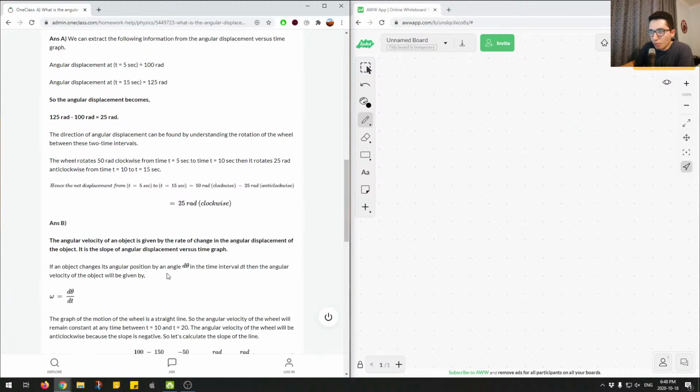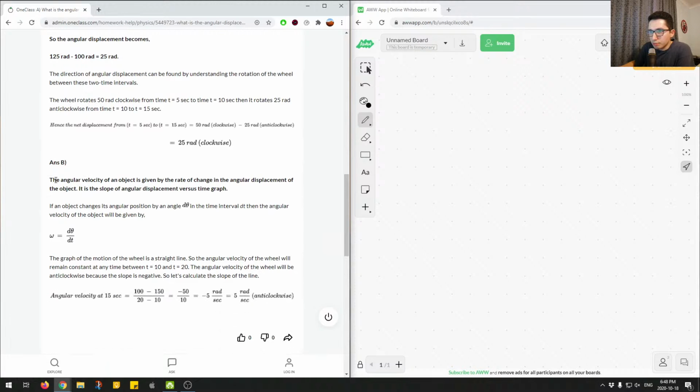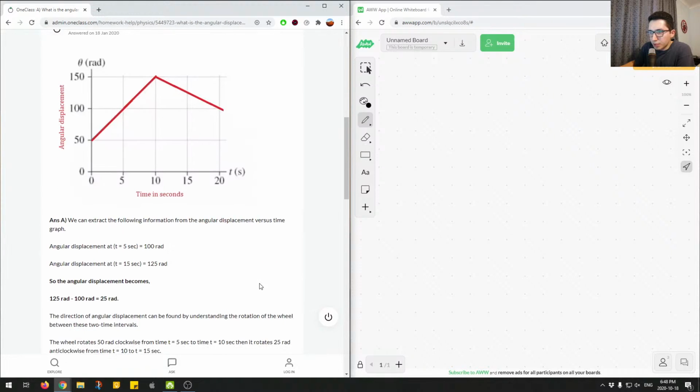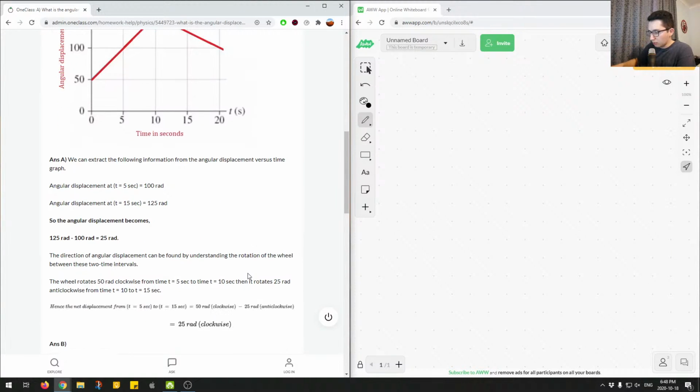direction. And then for answer B, the angular velocity of an object is given by the rate of change in the angular displacement of the object. It is slope of the angular displacement versus time graph. So they've correctly defined the angular velocity, and they've taken the slope based on the graph, and they obtained 5 radians per second anti-clockwise. So let's go through this step by step to figure out how to go about the right process and then if this is the correct solution or not. So this is question number 1.